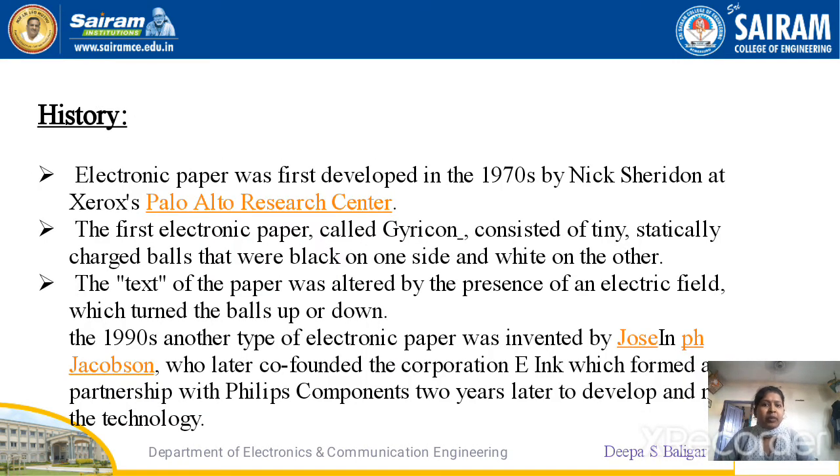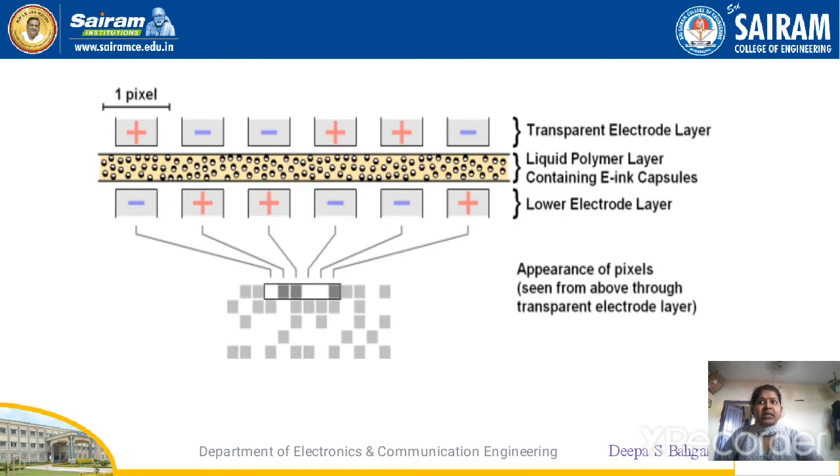Electronic paper was first developed in 1970 by Nick Sheridon, and the first electronic paper is called Gyricon. It is a concept of tiny statically charged balls, black or white. The text or image is created by alternating the presence of the electric field. Gyricon is developed on this principle.